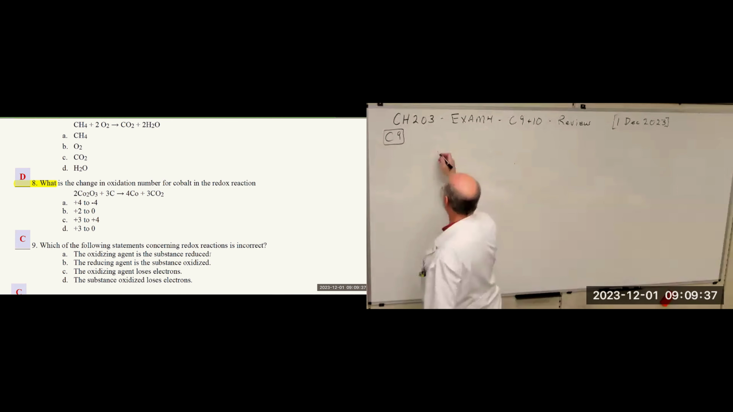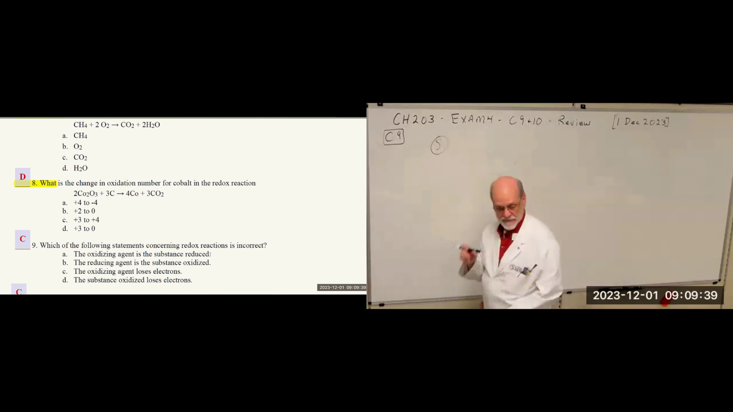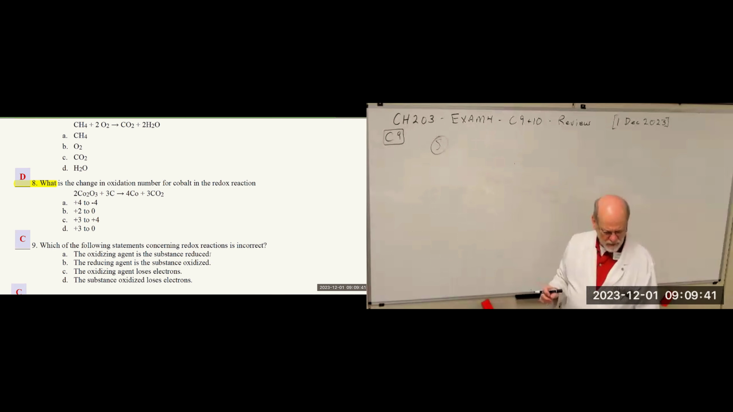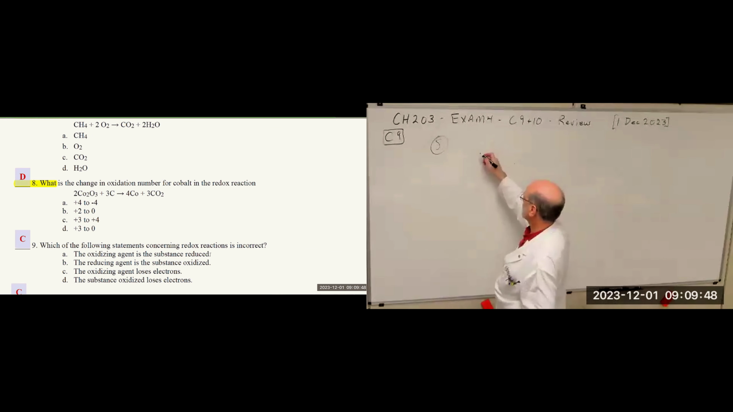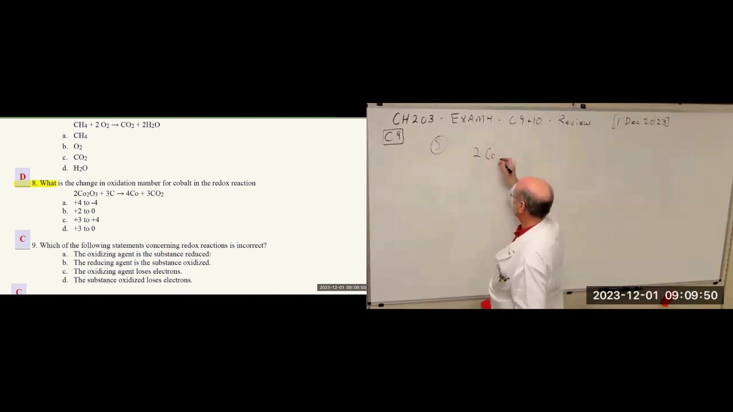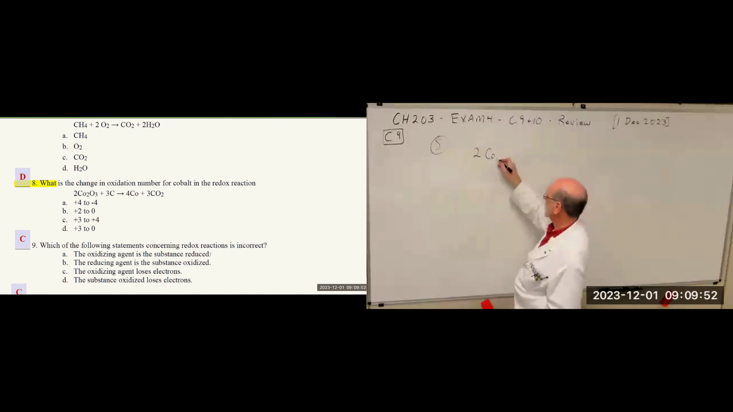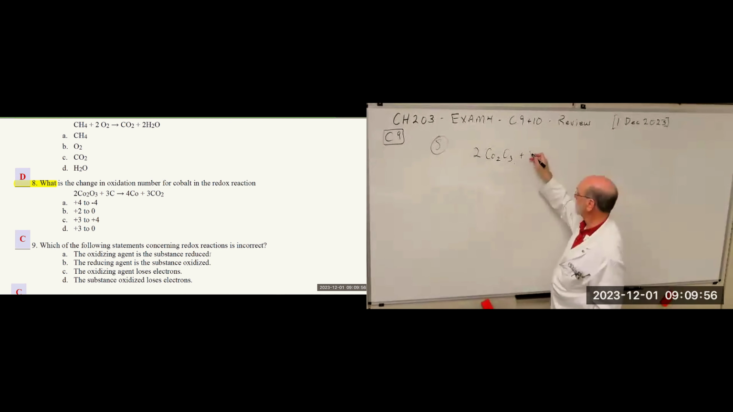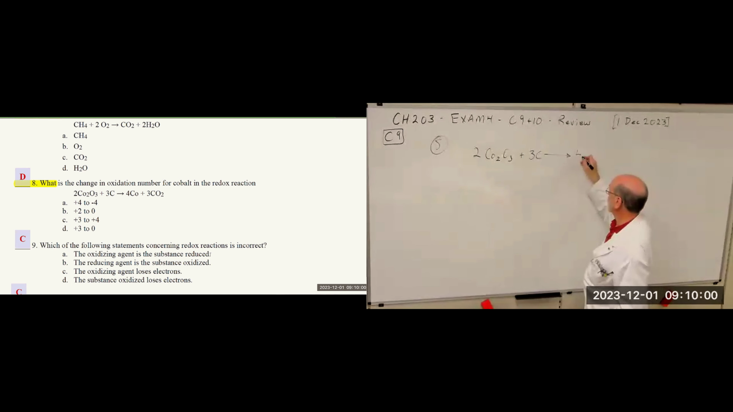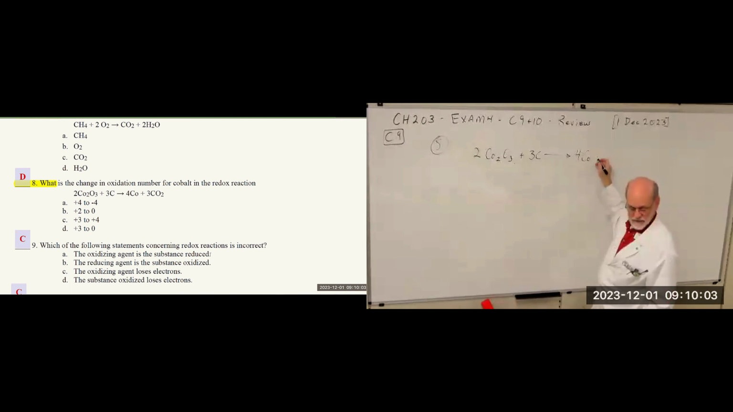Number 8. What is the change in oxidation number for cobalt in the redox reaction? Okay. So we have 2Co2O3 plus carbon yields 4 cobalts and 3 CO2.